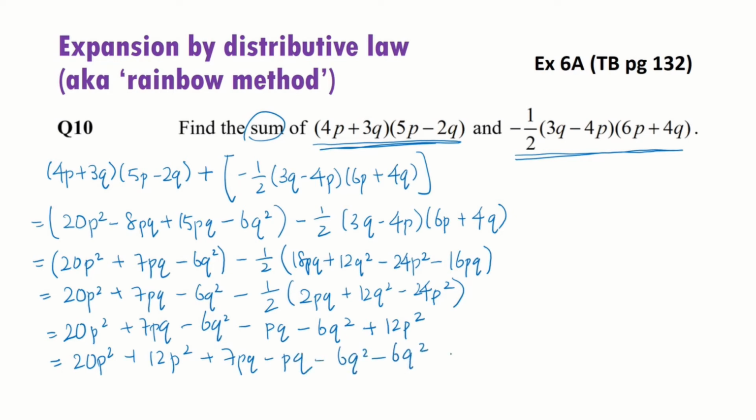Okay, and I don't have much space, so let me write it here. Okay, final answer will actually be equals to 32p squared, plus 7pq minus pq will give me plus 6pq, and then finally minus 12q squared. Okay, so this will be the answer for question 10. Right.